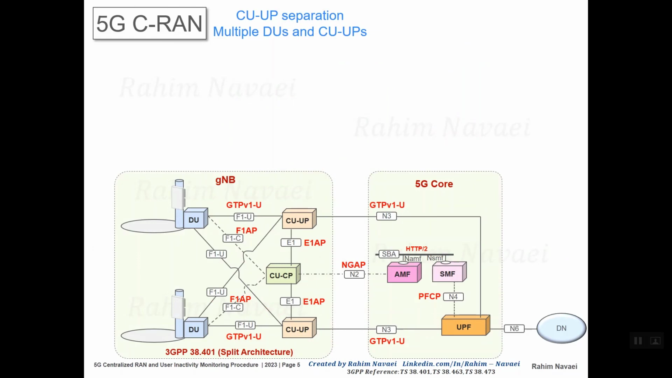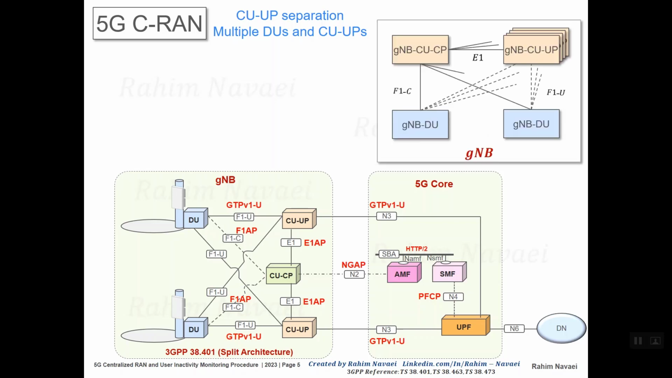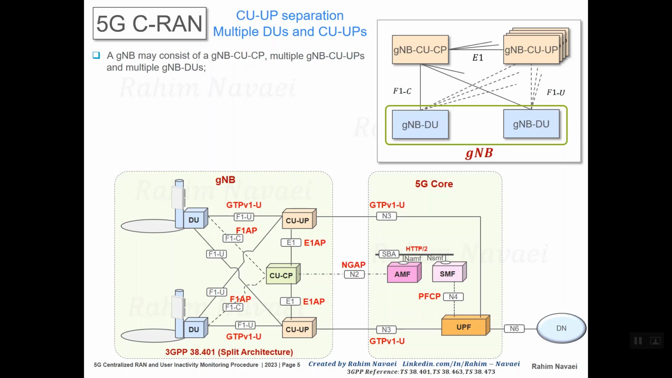In this diagram, there are two CU user plane entities rather than one under the control of the CU control plane entity, and each gNB distributed unit is connected to two CU user plane entities. To sum up, in the split architecture of a gNB, we may have a CU control plane, multiple CU-UP entities, and multiple distributed units.